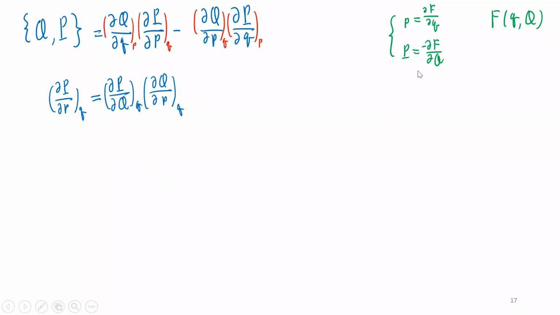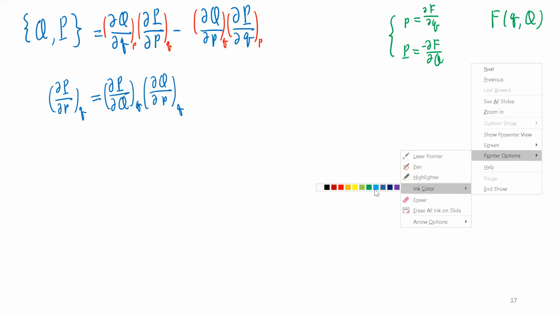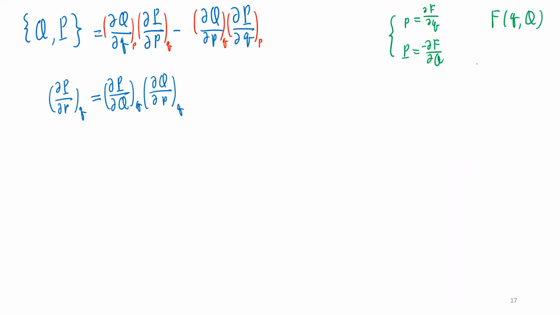Why do I need to use chain rule here? Because you can see from here, I write capital P as minus partial f partial capital Q, and this f is a function of small q and capital Q. So that is from this side, right? So you will see that apparently P is expressed as a function of small q and capital Q.